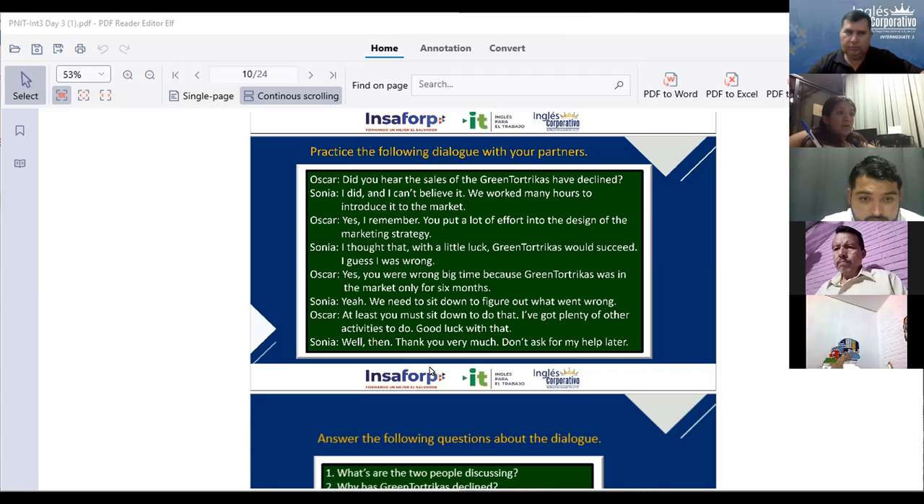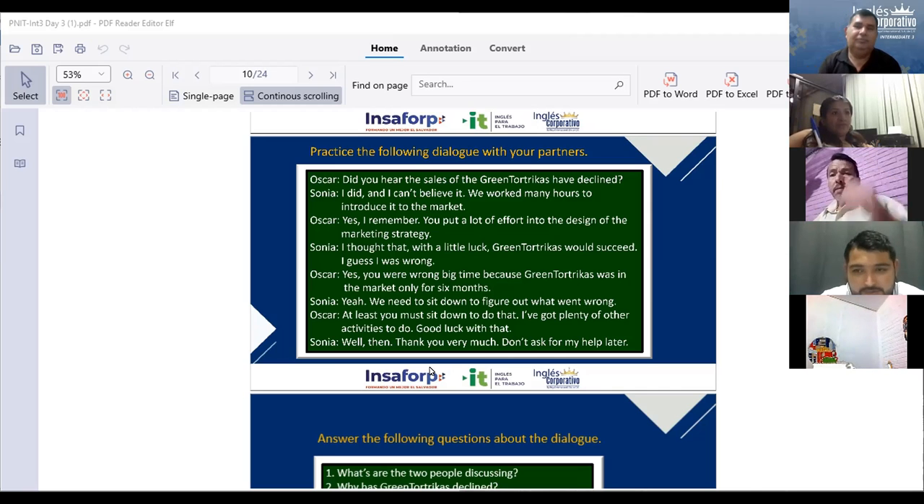Number five. How does Sonia feel about Oscar's lack of support? She feels bad. No sé cómo es eso, frustración. Frustrated. She feels angry. Yeah, upset or frustrated. Frustrated. In the last question.